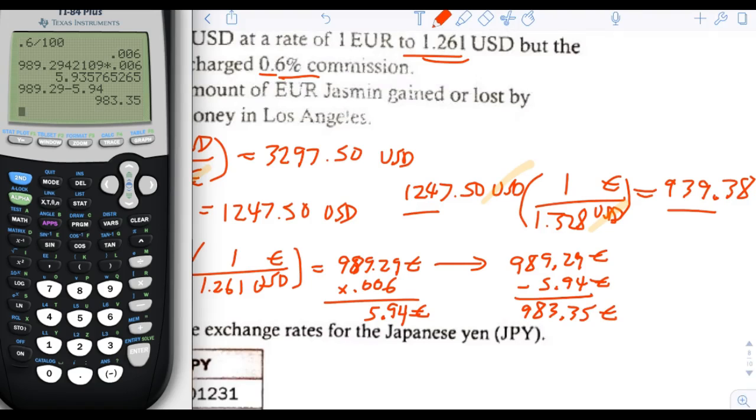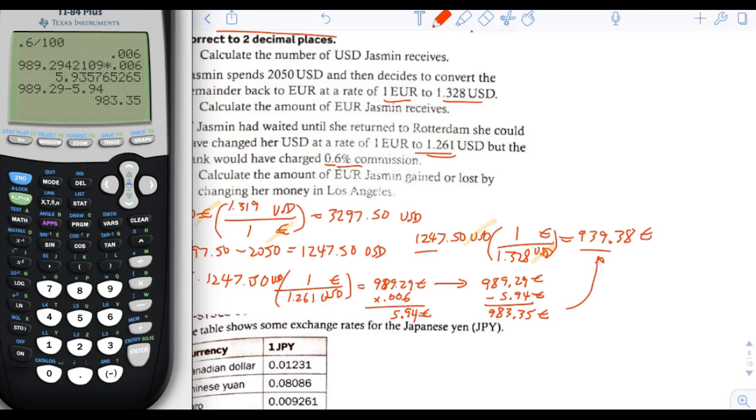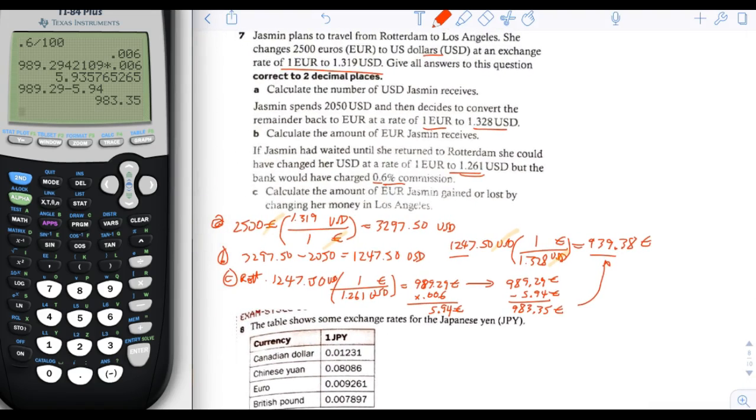$983.35. So if I compare that to the original amount that she had gotten in Los Angeles, it's much more, even with the 0.6% commission. So the amount that she lost by trading her money back in Los Angeles is that difference.